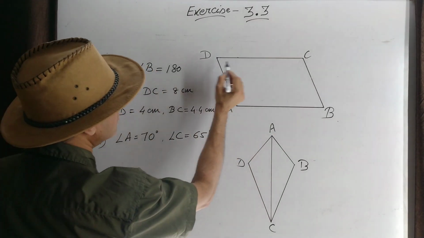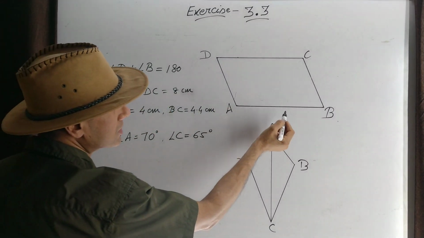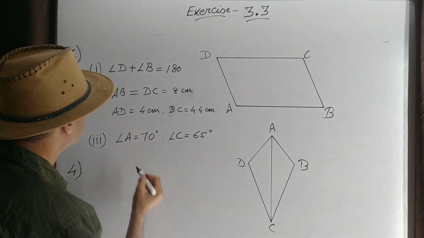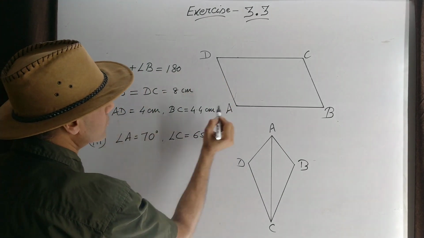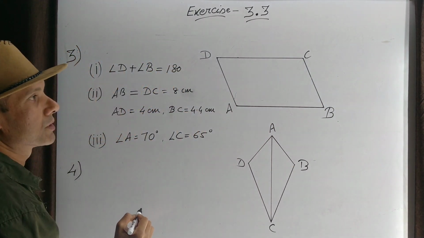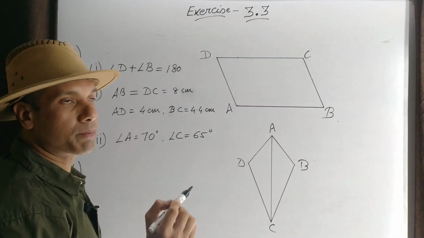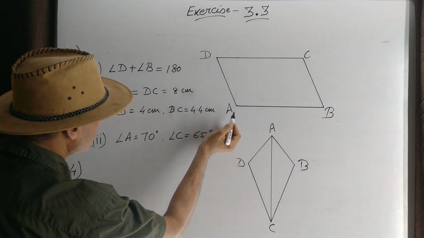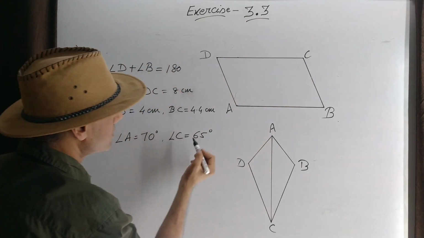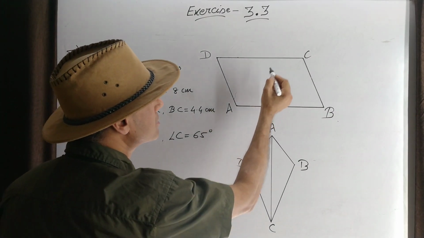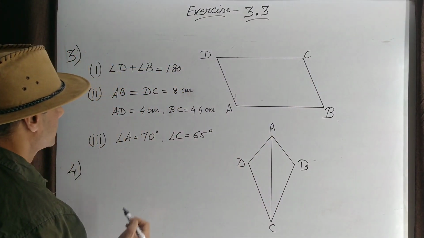AB is equal to DC. Yes, opposite sides are equal in a parallelogram and it can be of any length. AD is 4 centimeters and its opposite side BC is 4.4 centimeters. This is not possible because in a parallelogram the opposite sides have to be equal. Angle A is 70 degrees and angle C is 65 degrees. This is also not possible because the opposite angles of a parallelogram are equal.